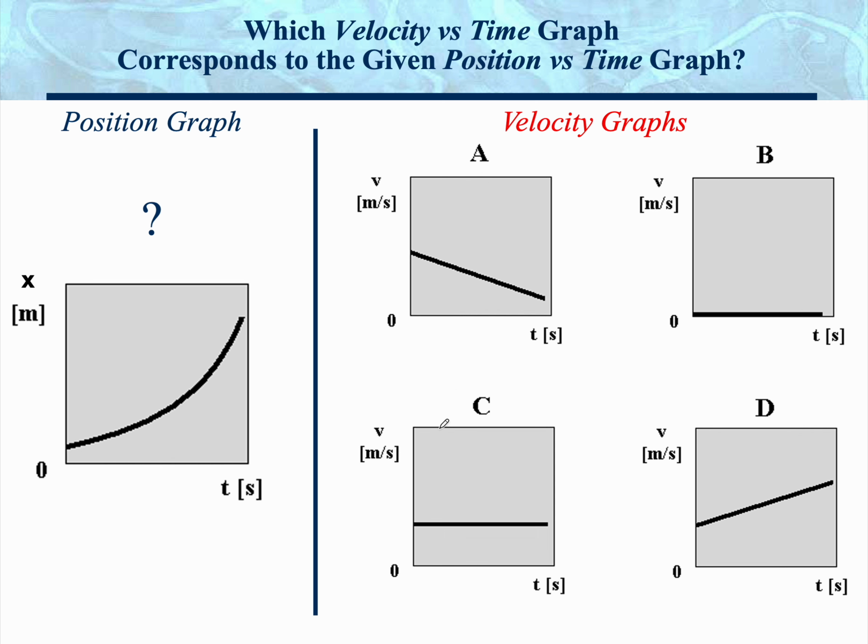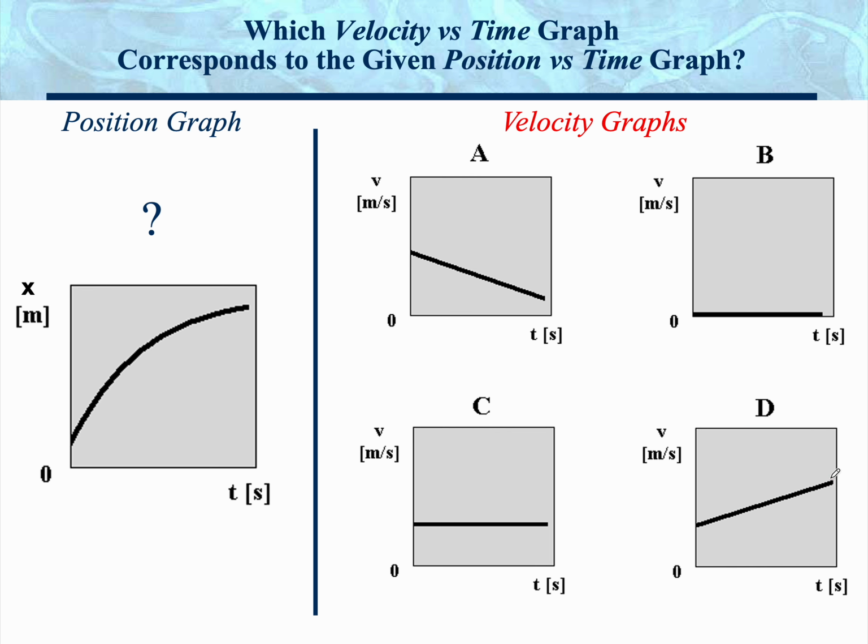This one's a little bit more interesting. What's happening? We've talked about this before. You'd have to walk at a faster and faster rate. What does that mean is happening to your velocity? It's going to have to increase with respect to time. And I hope you can sort of see, oh yeah, D would be an increase in velocity as time increases.